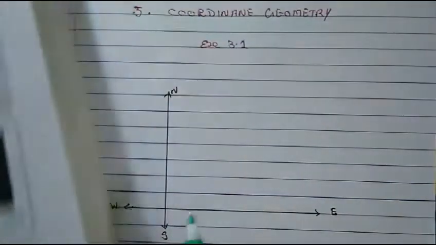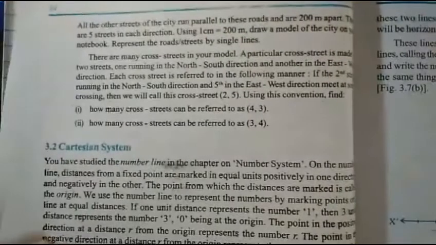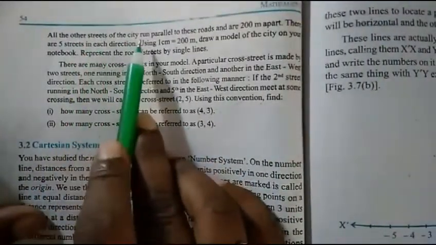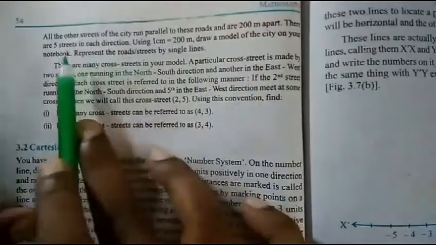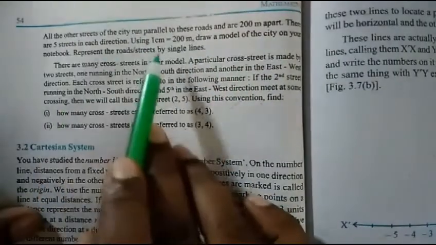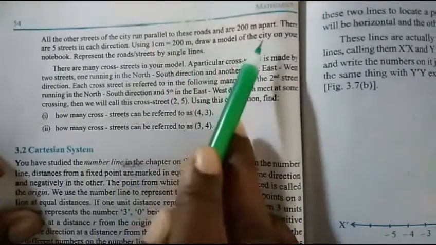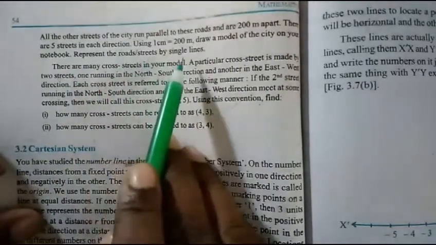So now next, it is said all the other streets of the city run parallel to these roads and are 200 meters apart. There are 5 streets in each direction. Using 1 centimeter equal to 200 meters, draw a model of the city on your notebook. Represent the roads or streets by single line.